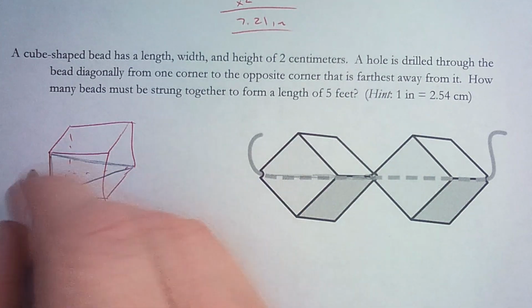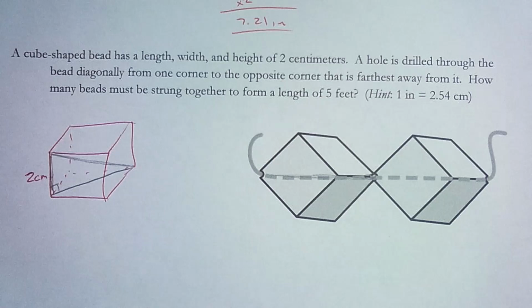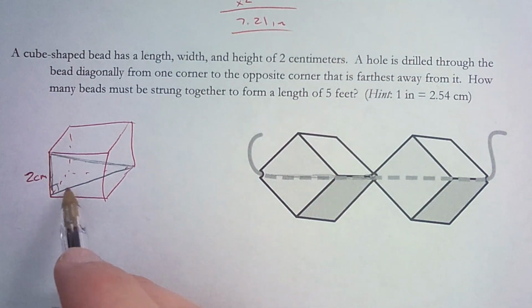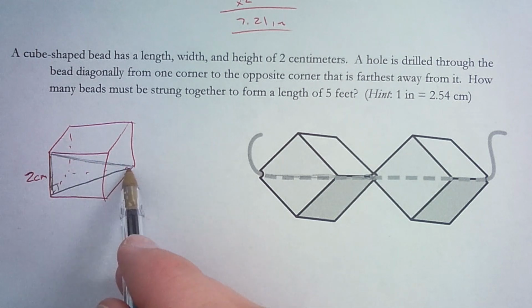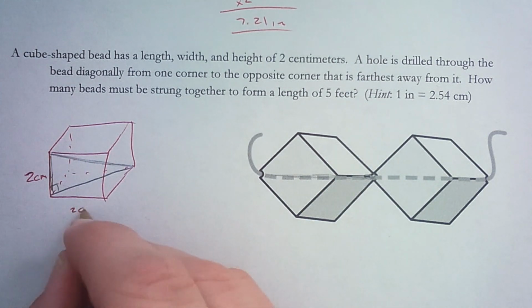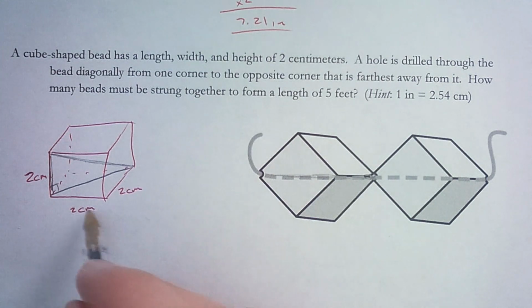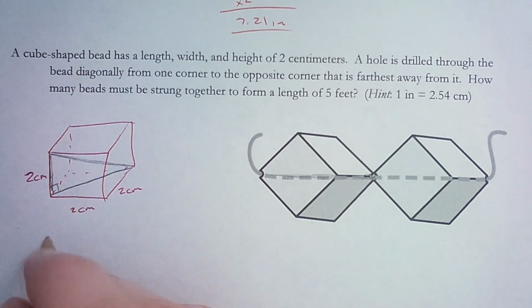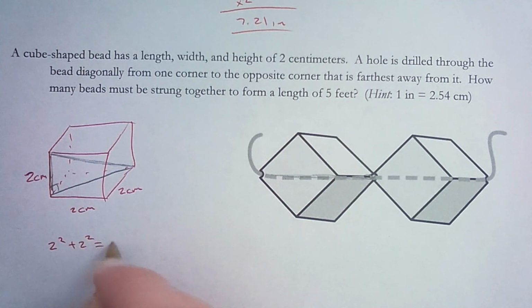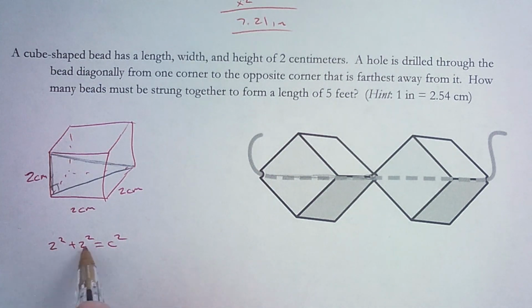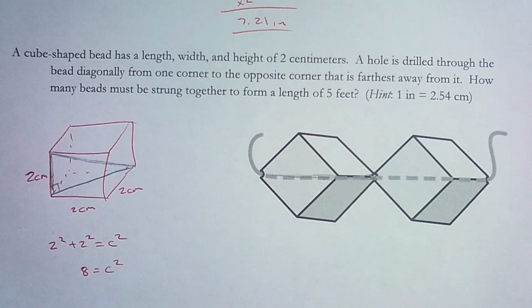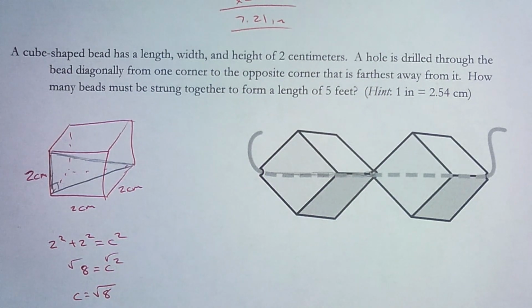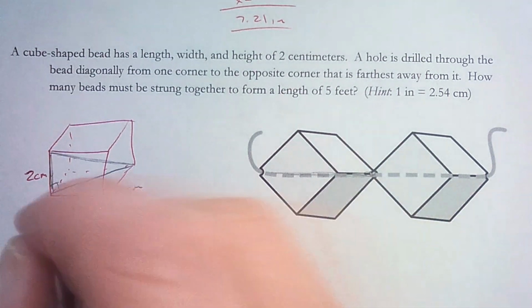Okay, now I know that this is 2 centimeters. But I don't know this length and I don't know this length. But I do know that this is 2 centimeters and this is 2 centimeters, and I can use those to find this length right here. So 2 squared plus 2 squared equals c squared. That's 4 plus 4, which is 8. 8 equals c squared, so c is the square root of 8. Now that can be simplified, but I'm going to leave it just like that for now.